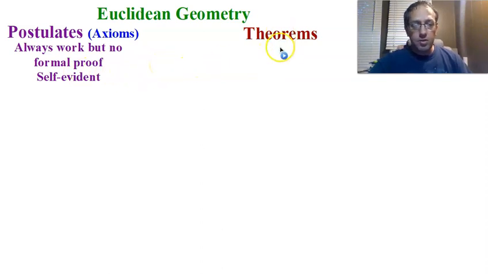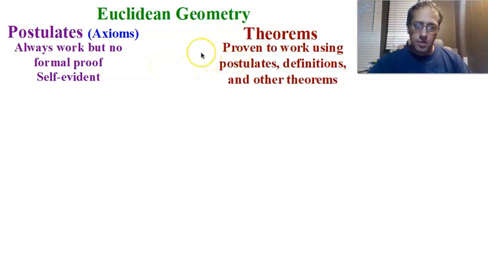All right, theorems, these are a bit more complicated. These are things that are proven to work. We know they work. We use these postulates and these definitions and these other theorems to prove that these things work. Okay, postulates on the other hand, what's it? Self-evident, super simple. Duh. Right.